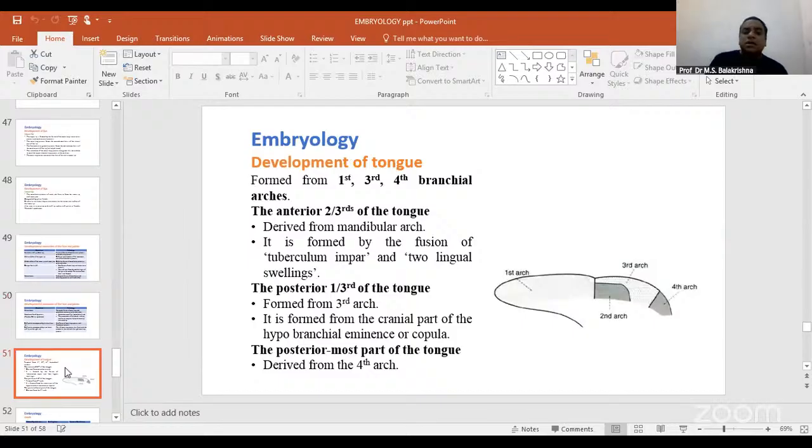Development of the tongue: the first, third and fourth arches, these three arches take part in that. Anterior 2/3 of the tongue is derived from the mandibular arch. It is formed by the fusion of the two lingual swellings and one tuberculum impar. Then posterior 1/3 of the tongue is formed by the third arch. And the most posterior part of the tongue is by the fourth arch. You can see that the second arch is also there, but it sinks between. So only 1, 3, 4 are the ones which form the dorsum of the tongue.